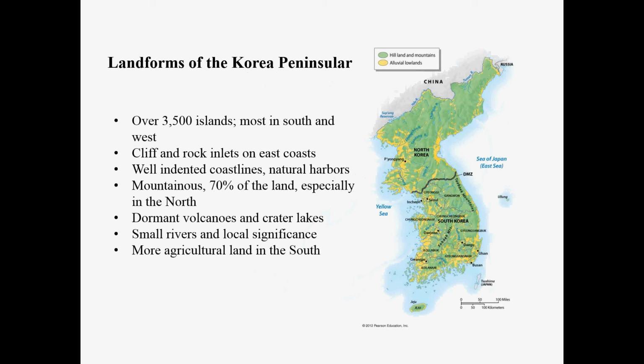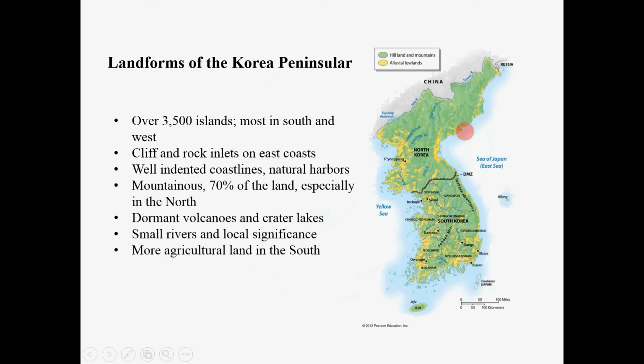Landforms of the Korean Peninsula. Korea has a lot of islands, 3,500 islands, mostly in the south and the west. Those small islands, during historical times, really served as a natural barrier against potential invaders.